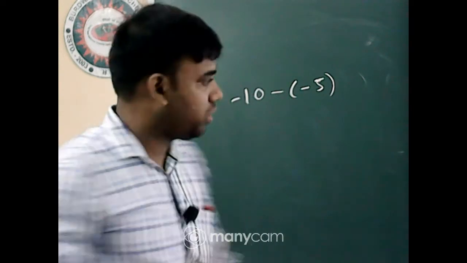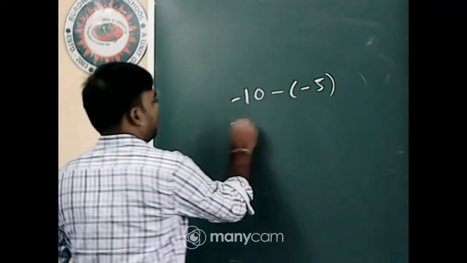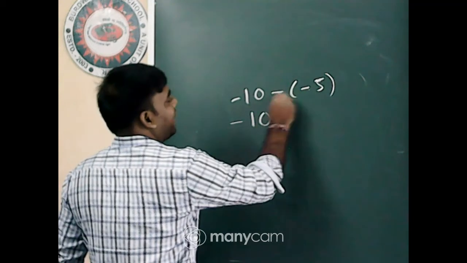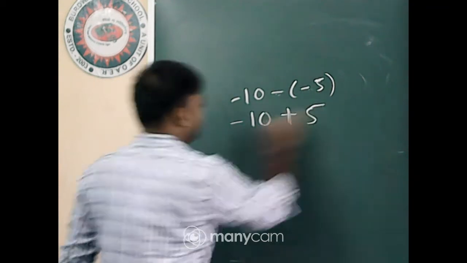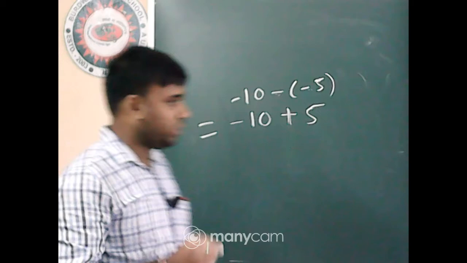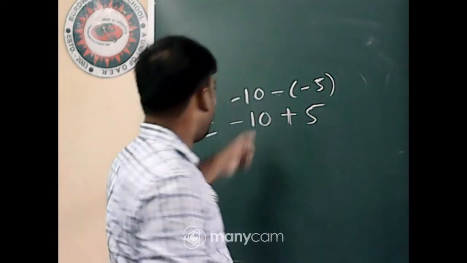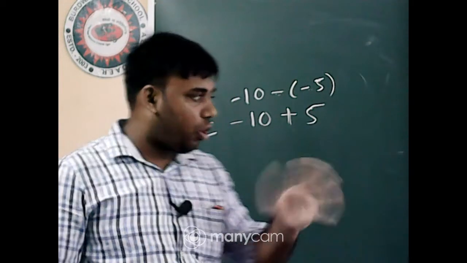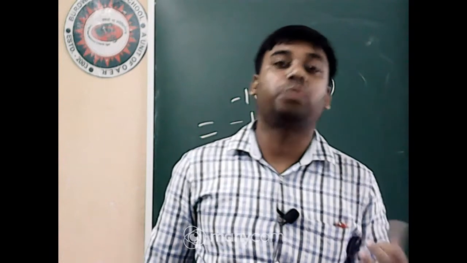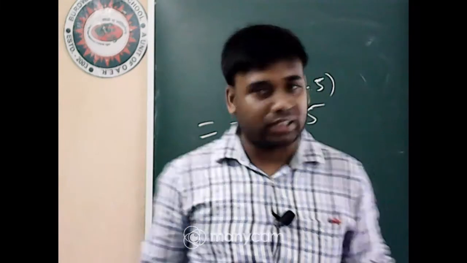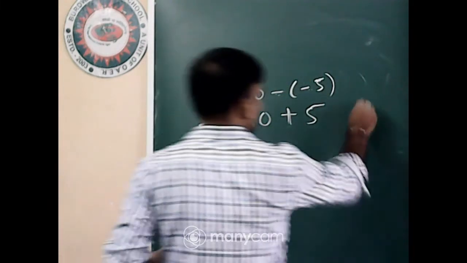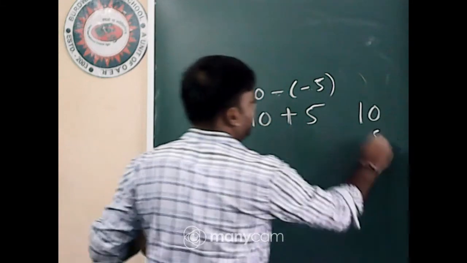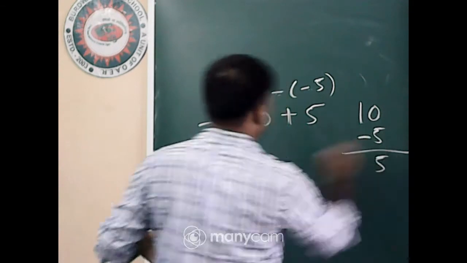Look at the board. Minus 10. Minus into minus, plus. So minus 10 and plus 5, both are the opposite sign. Opposite sign means subtraction. Which one is greater? 10. And which one is smaller? 5. So subtract it. So the answer is 5.